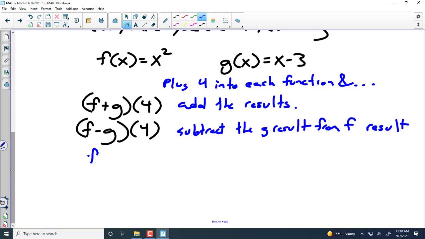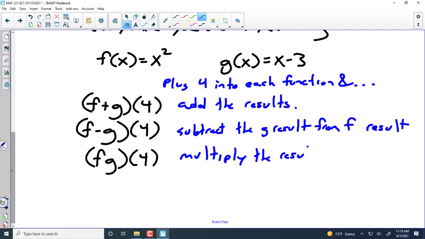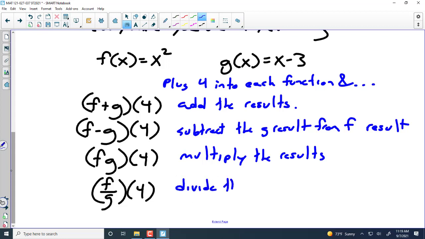If the two letters are just jammed up against each other like that with nothing in between, that does mean multiply. So then we would multiply the results. And if one's written on top of the other, we would divide the F result by the G result.